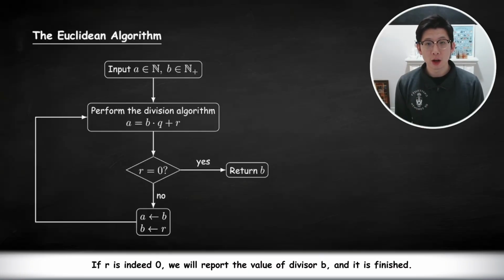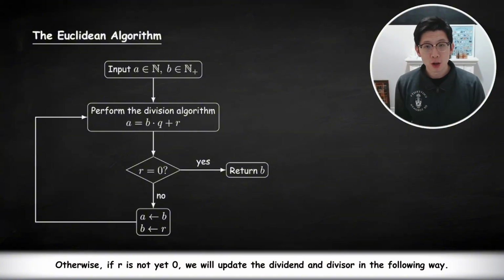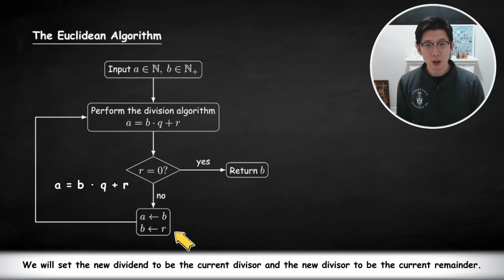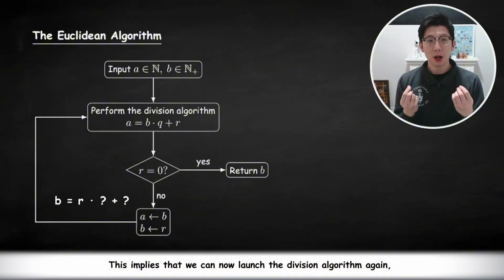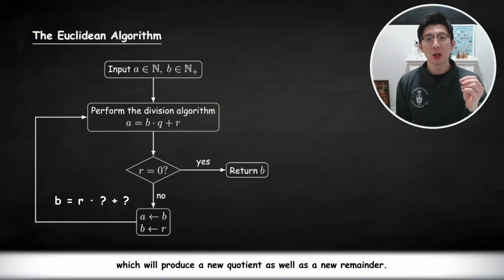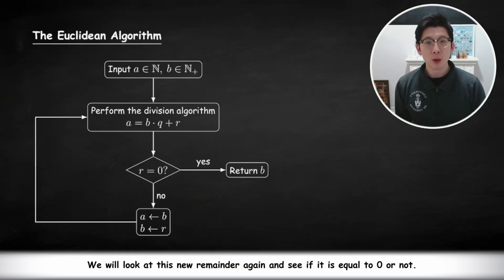If r is indeed 0, we will report the value of the divisor b, and it is finished. Otherwise, if r is not yet 0, we will update the dividend and the divisor in the following way. We will set the new dividend to be the current divisor and the new divisor to be the current remainder. Notice that since the current remainder r is not yet 0, the new divisor is therefore non-zero. This implies that we can now launch the division algorithm again, which will produce a new quotient as well as a new remainder.